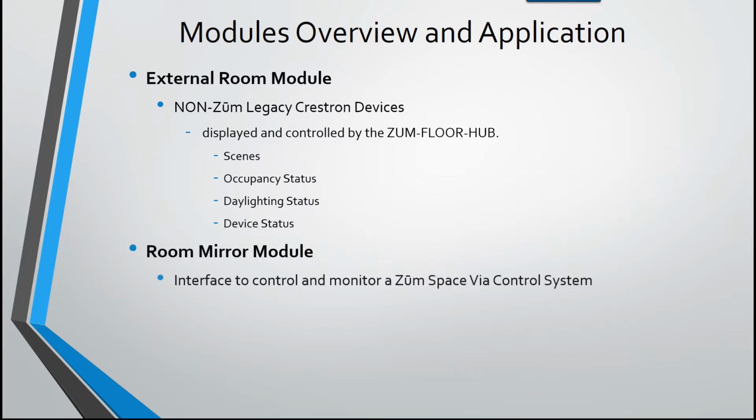The second module available is the mirror module. The mirror module, on the other hand, serves as an interface for any Crestron control system to view and control a Zoom space connected to the Floor Hub. This means that a Zoom space like a conference room or a private office managed already by the Floor Hub will be viewable and controllable by a DIN-AP3 or a similar control system. This would allow easy touchscreen integration to any Zoom project. The mirror module will allow you to view and control scenes, occupancy, daylighting, and view device information.